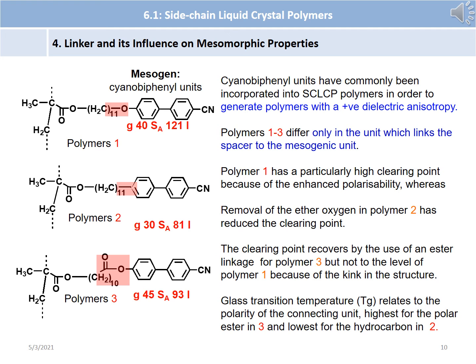Polymer 1 has a particularly high clearing point because of the enhanced polarizability, whereas removal of the ether oxygen in polymer 2 has reduced the clearing point. The clearing point recovers by the use of an ester linkage for polymer 3, but not to the level of polymer 1 because of the kink in the structure. Glass transition temperature relates to the polarity of the connecting unit, highest for the polar ester in 3 and lowest for the hydrocarbon in 2.